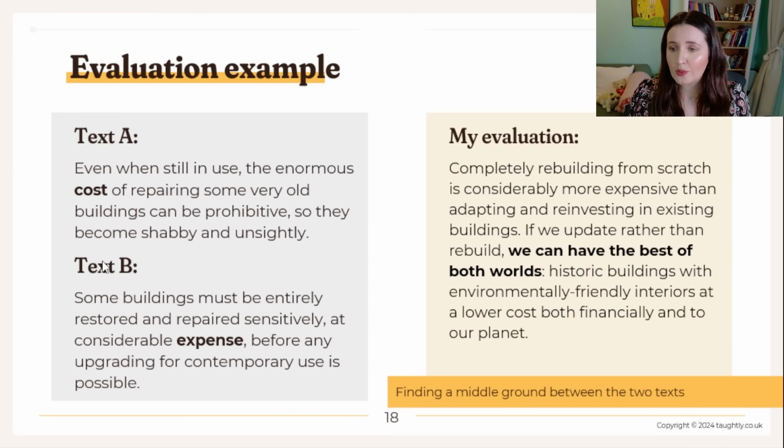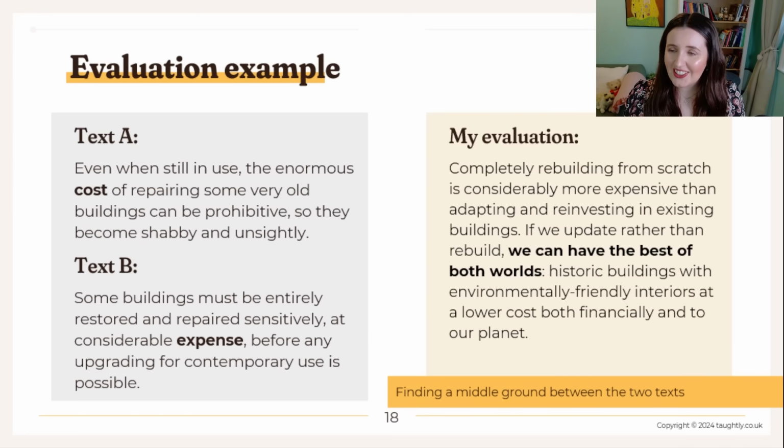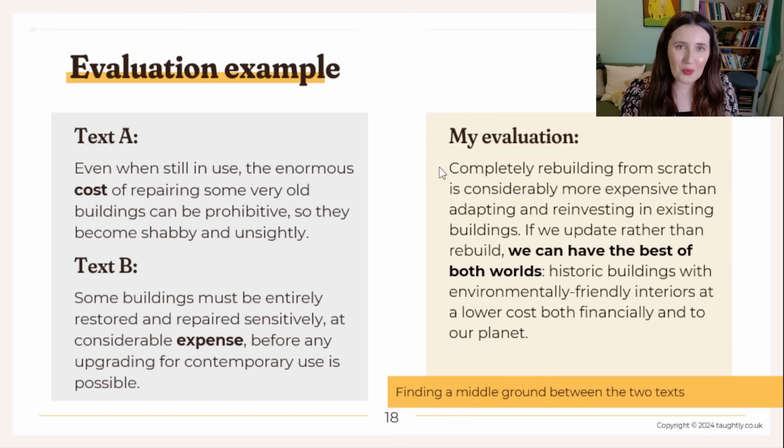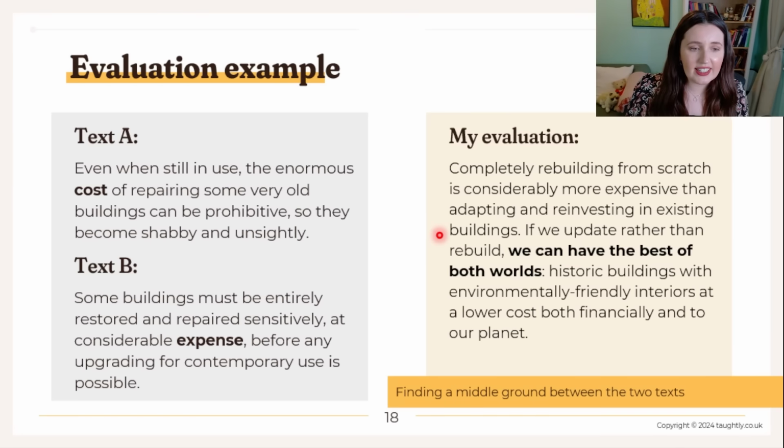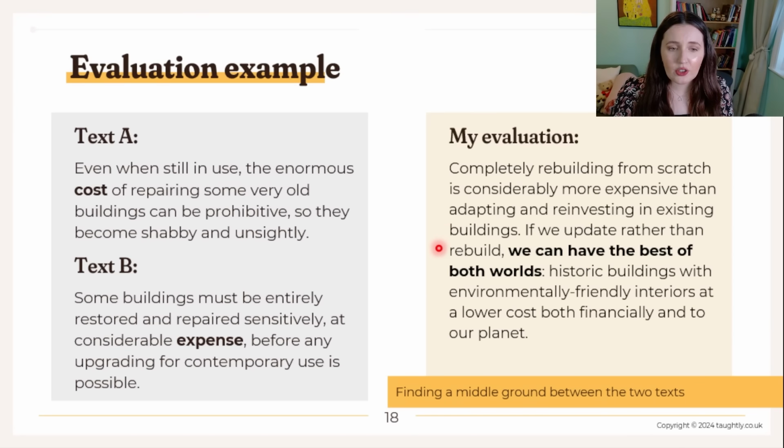Now I'm trying to find some sort of middle ground here of how we can balance the issue of cost without totally destroying the building. So middle ground, compromise. And my evaluation would be: completely rebuilding from scratch is considerably more expensive than adapting and reinvesting in existing buildings. If we can update rather than rebuild, we can have the best of both worlds. Historic buildings with environmentally friendly interiors at a lower cost, both financially and to our planet.